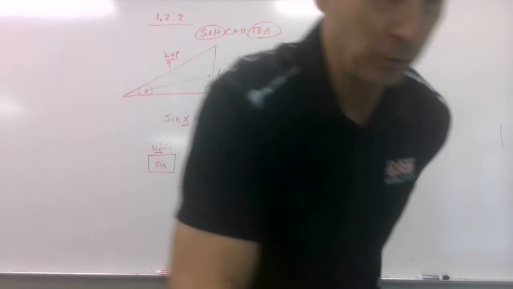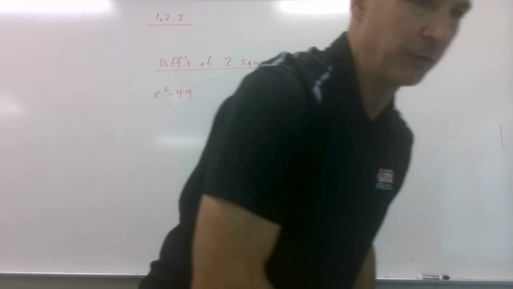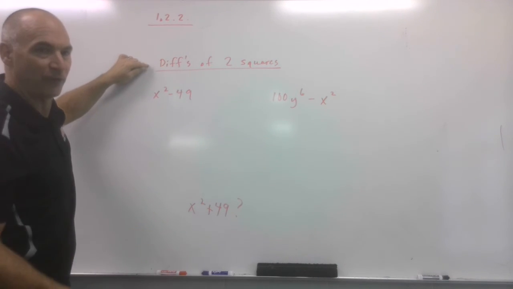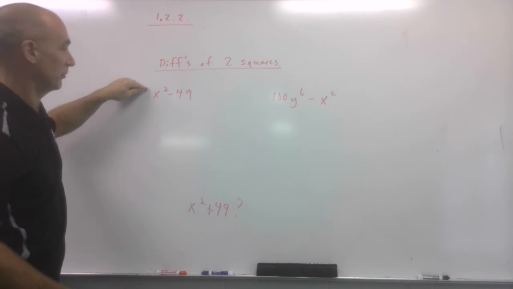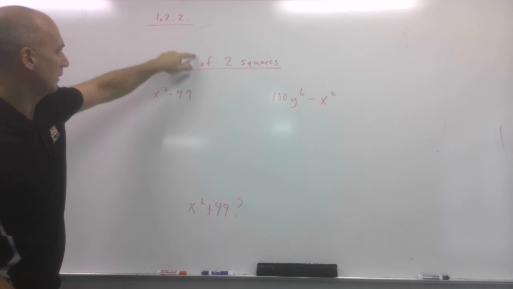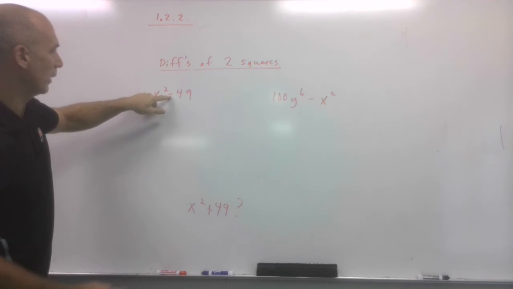All right, I got one more thing to show you. All right, grand finale for this section. Now we're just going to kind of introduce you to factoring differences of two squares. So that's a perfect square. 49 is a perfect square. It's a difference of two squares.